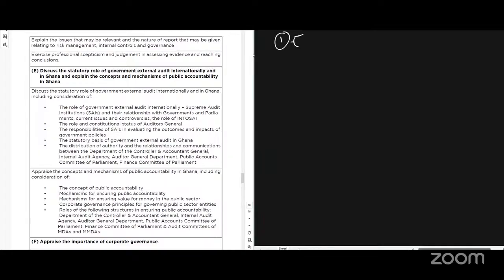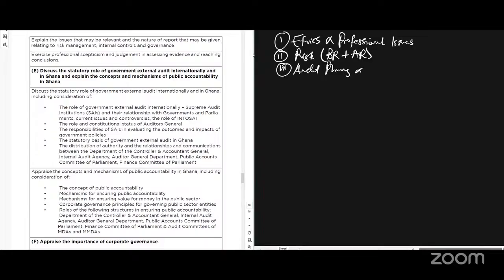So first of all, ethics and professional issues. Okay, please write this down. If you want to pass advanced audit, then please write this one down. So ethics and professional issues. I told you what is in here. Risk, right? So no business risk, no audit risk. Three, audit planning and practice management. Okay, I'm just giving you all the topics, just stick to them. You'll be fine. Go and look at fraud and non-compliance.